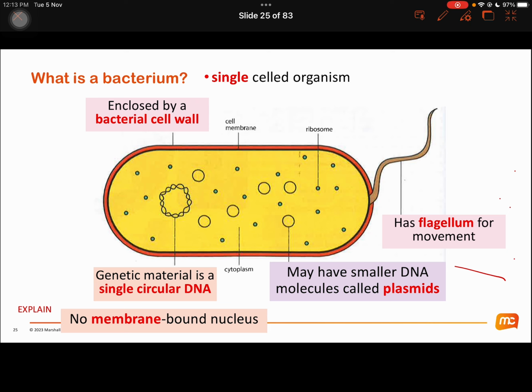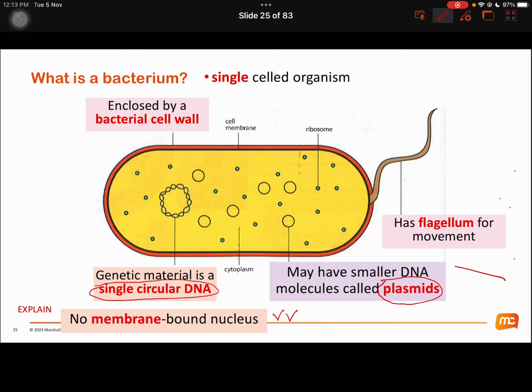In bacteria, there are two kinds of DNA. One, the single circular DNA, and second, plasmids. They are just two different forms of the genetic material. And take note, as compared to animal and plant cells, the genetic materials are not found in a membrane-bound nucleus. So there is no nucleus in the bacteria that keeps all the genetic material together.